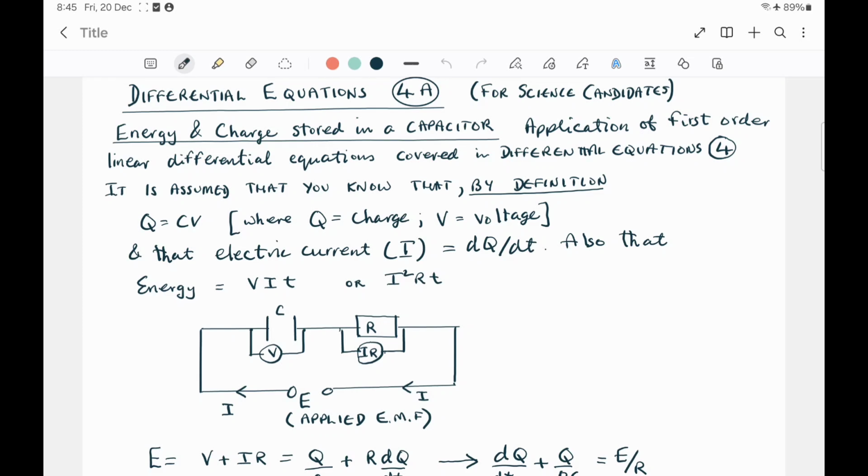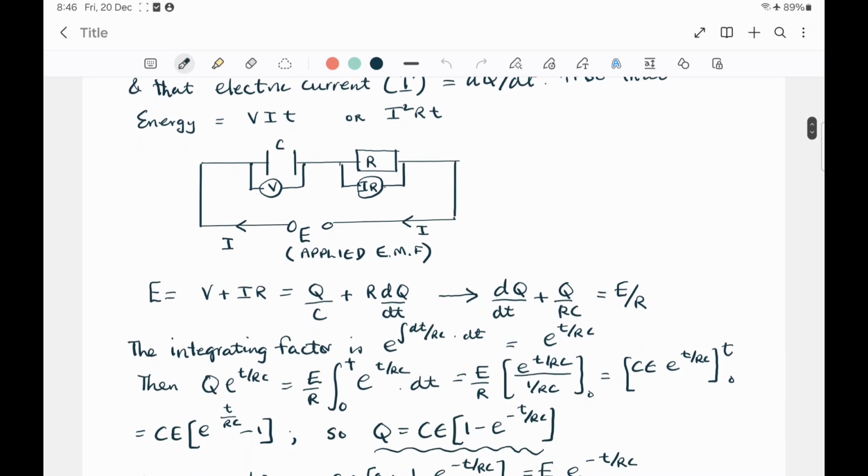Now, it's assumed that you know that, first of all, by definition, Q, the charge in a capacitor, is equal to the capacitance times the voltage. That is the definition of capacitance. It is the ratio of charge to voltage, Q standing for charge and V, of course, for voltage. And also that the electric current, I, can be represented in differential calculus form as the rate of change of charge with respect to time, in other words, dQ/dt. And also that energy is V times I times T, or I squared R times T. So I'm assuming that you're familiar with those formulae.